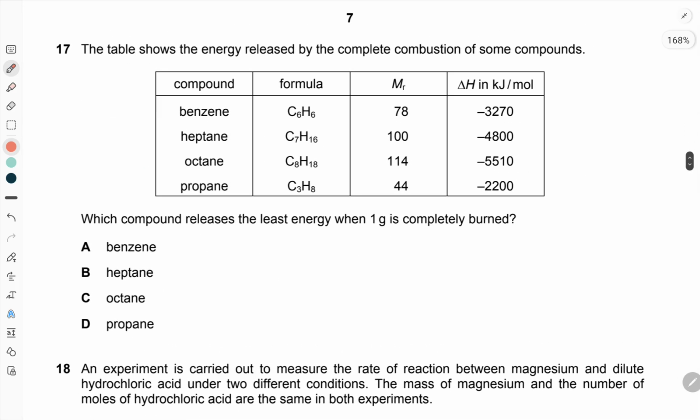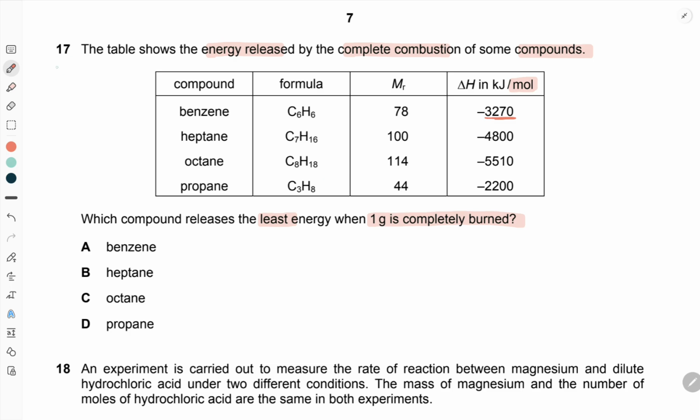Moving on to question number 17, the table shows the energy released by the complete combustion of some compounds. The compounds are benzene, heptane, octane and propane. Their Mr, formulas and energy per mole are given. Which compound releases the least energy when 1 gram is completely burned? We have 1 gram of each of these samples, and we need to find which releases the least energy. To find this, let's find the moles and then multiply the moles with this value, and the smallest answer will be the correct answer.